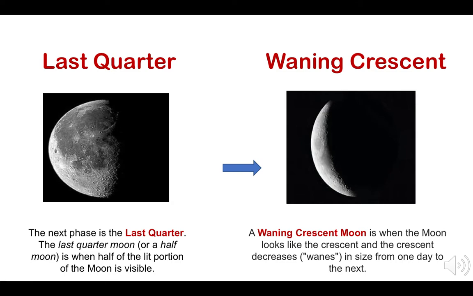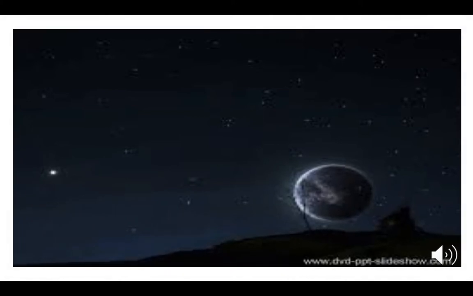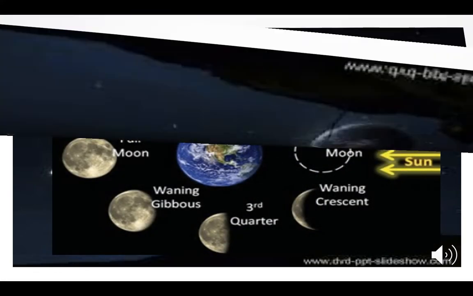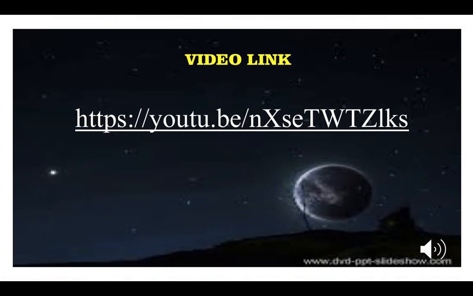When the moon comes back between the Earth and the sun, it enters the new moon phase again. The number of days between two new moons is 29 days. These changing shapes of the moon are called phases of the moon. Here this diagram shows a complete cycle of phases of the moon. Here a hyperlink of a video is being shared for more understanding of the topic.